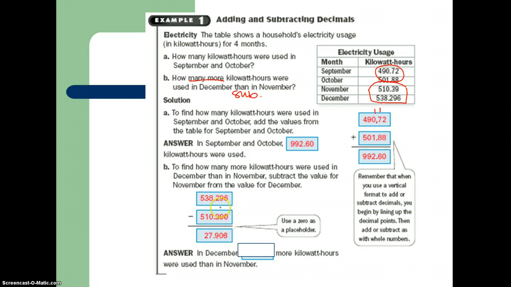6 minus 0 is 6, 9 minus 9 is 0, 2 minus 3 we can't do, borrow from the 8, make this a 12, 12 minus 3 is 9, bring down the decimal point. 7 minus 0 is 7, 3 minus 1 is 2, and we don't need the 0 for 5 minus 5. So we have 27.906 more kilowatt hours used in December than November.